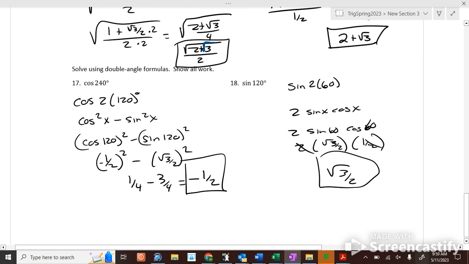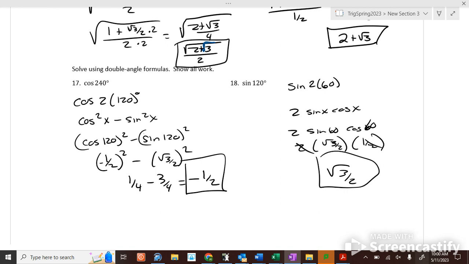Double angle formulas. Cosine of 240 is the same as cosine of 2 times 120. So it's cosine squared of x minus sine squared of x. So it's cosine of 120 squared minus sine of 120 squared. So it's negative 1/2 squared minus square root of 3 over 2 squared. Negative 1/2 squared is positive 1/4. Square root of 3 squared is 3. 2 squared is 4. So it's 1/4 minus 3/4, which is negative 1/2. If you look on your unit circle, hopefully the cosine of 240 is negative 1/2.